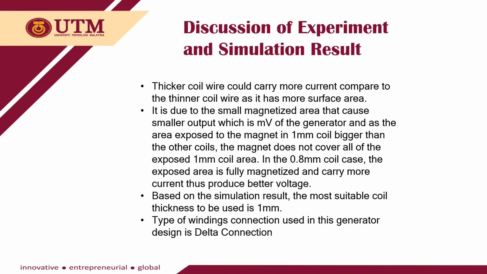And lastly, the type of winding connection used in this generator is called delta connection. Delta connection means the finish of one coil winding is connected to the start of the coil winding of another phase. And the advantage of this delta connection is that it is highly reliable.